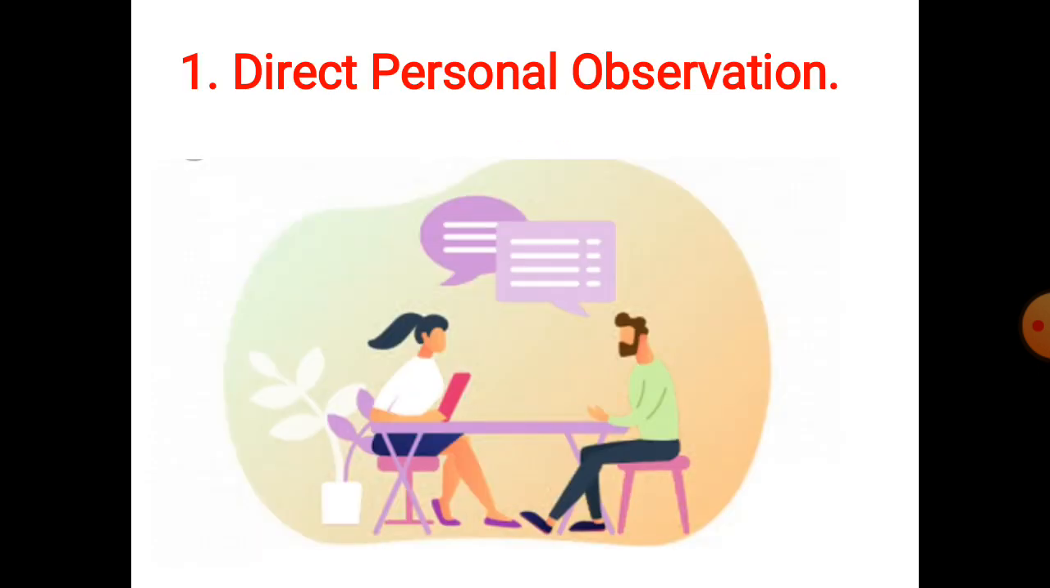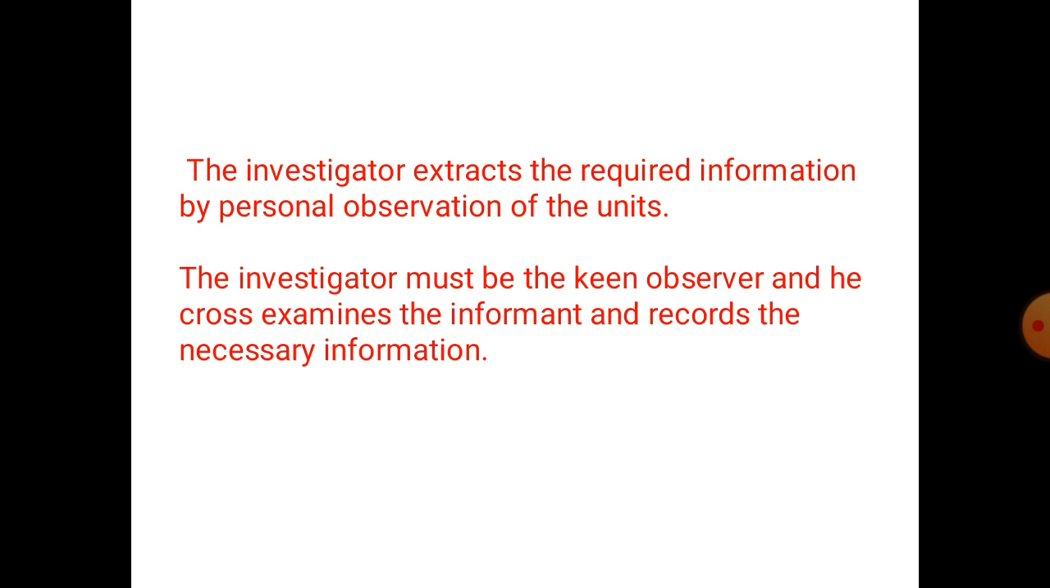The first method of collection of primary data is direct personal observation. By seeing the name itself, we can come to know how the data is collected under this method. Here, the investigator extracts the required information by personal observation of the units. What happens is, the investigator himself or personally collects the information from the informants. Investigator is a person, one who conducts the statistical enquiry, whereas informant is a person from whom we are going to get the information. So here what happens is, the investigator personally collects the information from the informant. That's why direct personal observation.